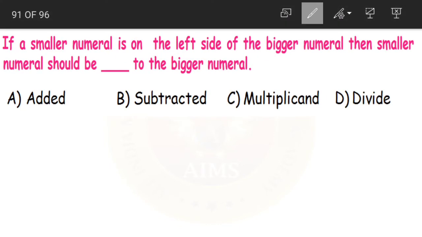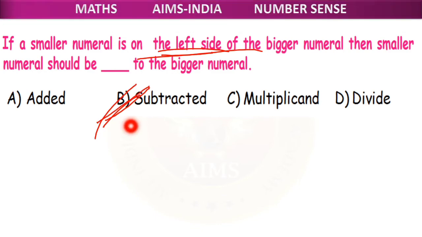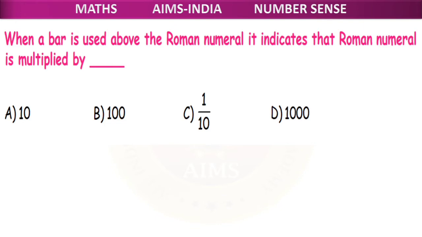Next, if the smaller numeral is on the left side of the bigger numeral, then the smaller numeral should be dashed to the bigger numeral. Just now we have discussed, right children? When a smaller numeral is written to the left of a bigger numeral, it should be subtracted from the bigger numeral. So option B, subtracted, becomes our correct answer.